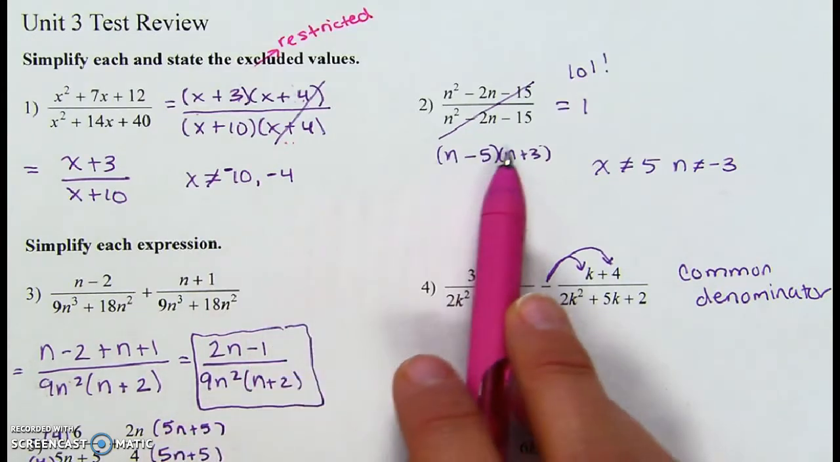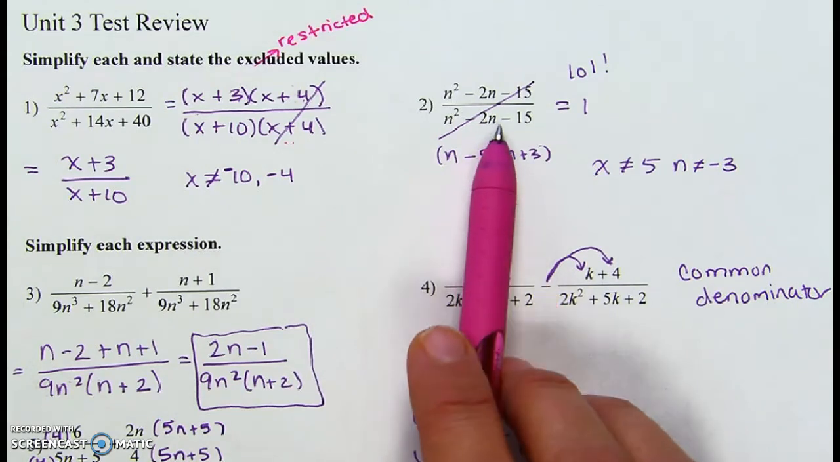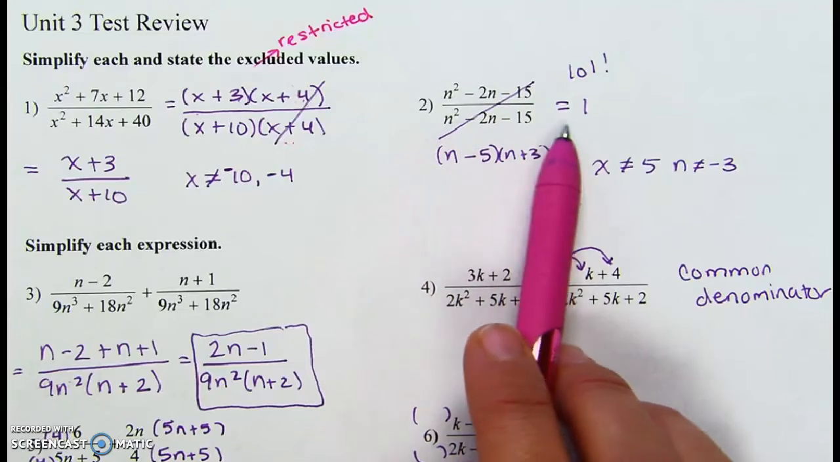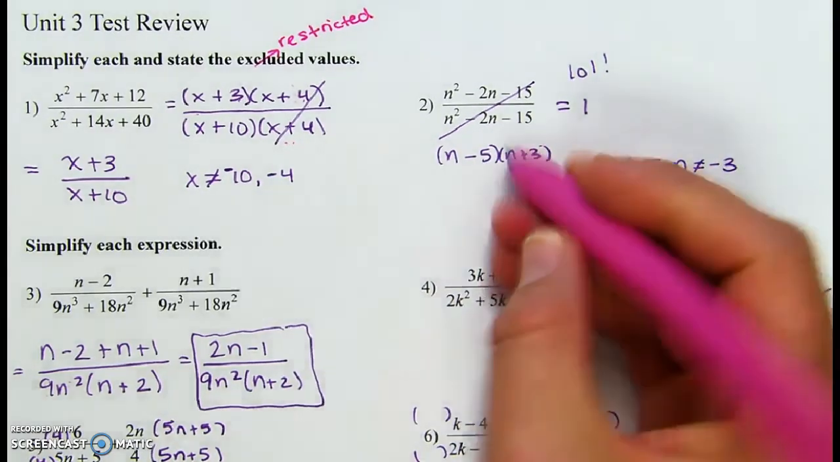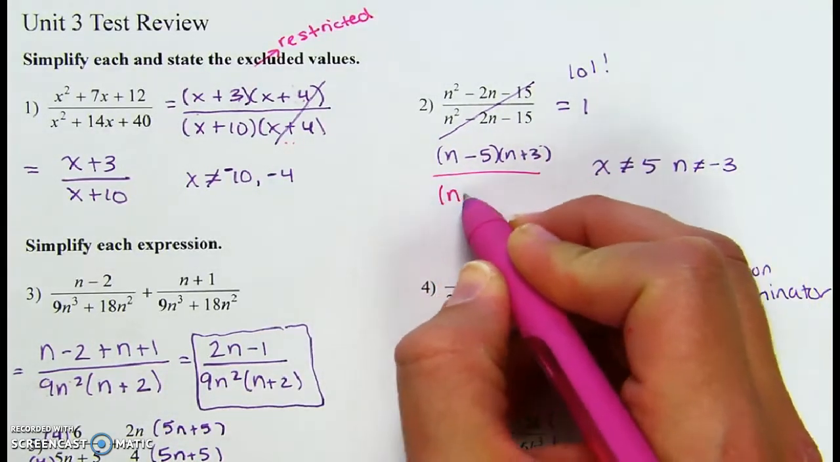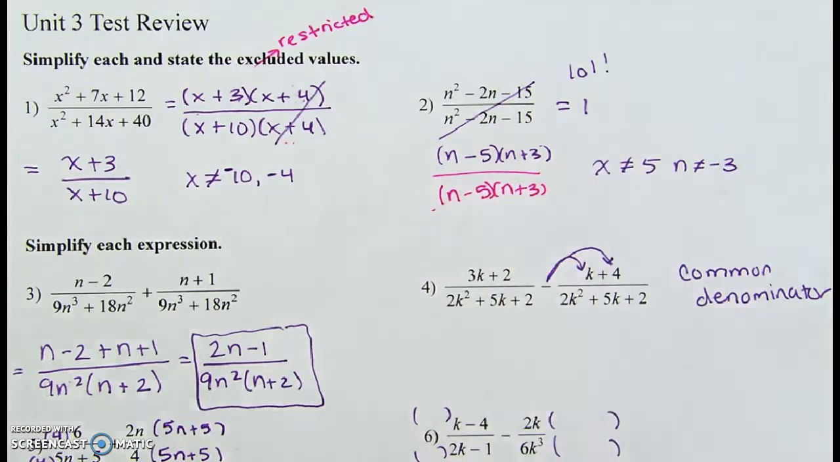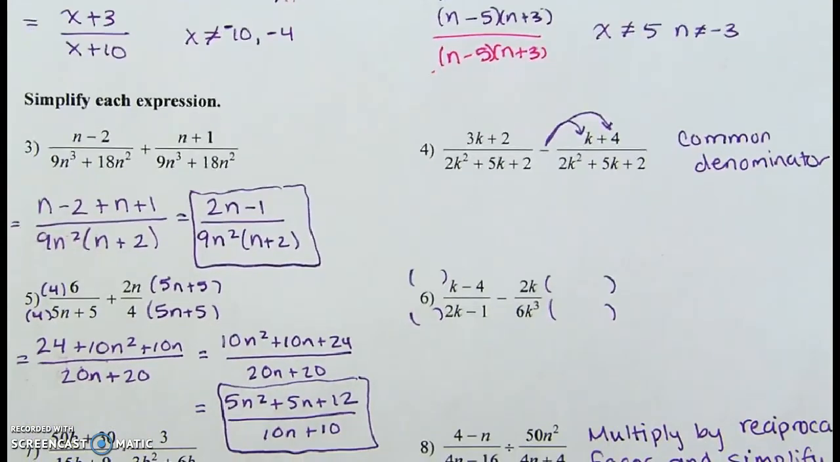I hope this doesn't appear on the test because it's too easy. They cancel because they're all the same. If you had to factor it, this would be your numerator and your denominator would be the same, and it would cancel. Okay, so there's one of those. There's one of each of these, one type.